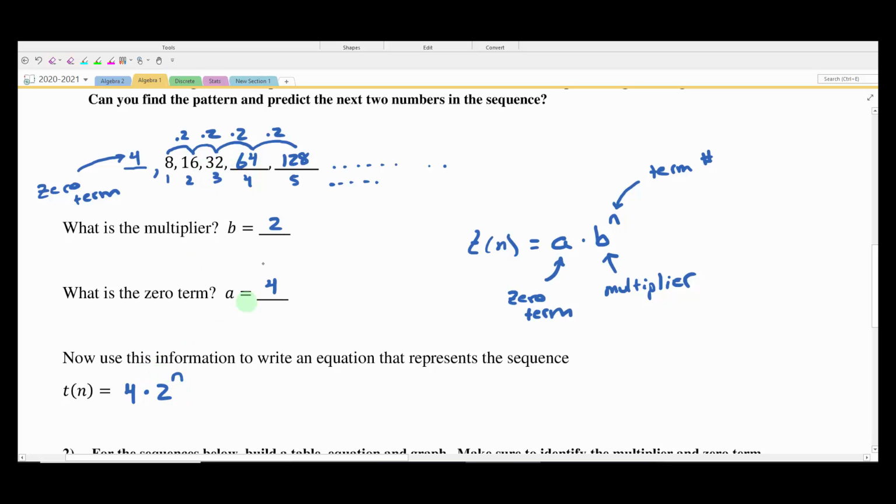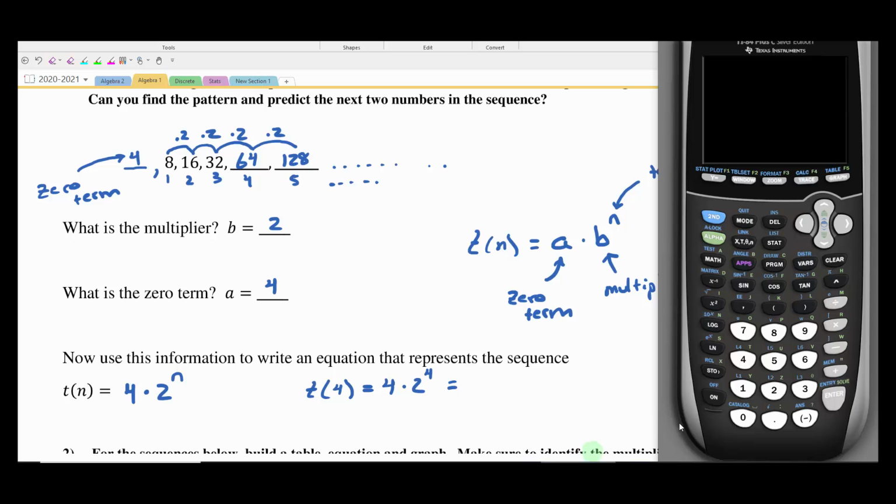So for instance, let's say I wanted to find term 4. Now we know term 4 is 64, all right? So let's see if our equation gets us 64 when we put a 4 in for n, right? So we would do t of 4 equals 4 times 2 to the fourth power, right? Because we're putting a 4 in for n. It's the input of our equation here. So we're putting a 4 in, and we want to see what we get.